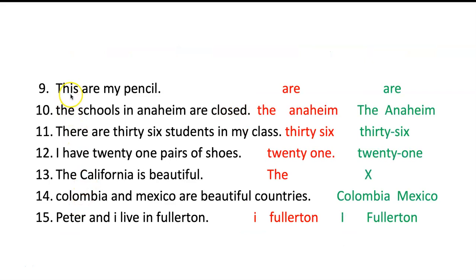Number 9, we have these are my pencil. What is wrong here? Because this is for singular, you need a to be verb in singular. In this case, is. This is my pencil. Are is wrong. Oh, sorry, I made a mistake here. Wait a minute, we are going to correct. Okay, now I come back. So I have these are my pencil. Are is wrong because we are talking about only one pencil. So the correct is. Look at this, I correct.